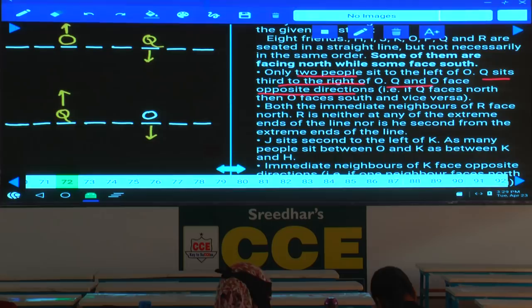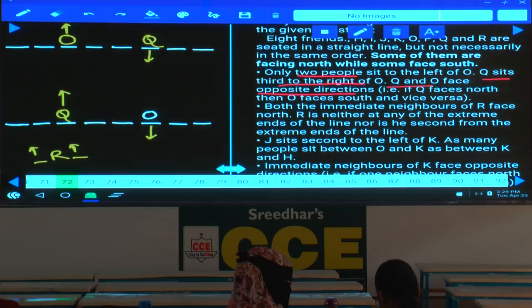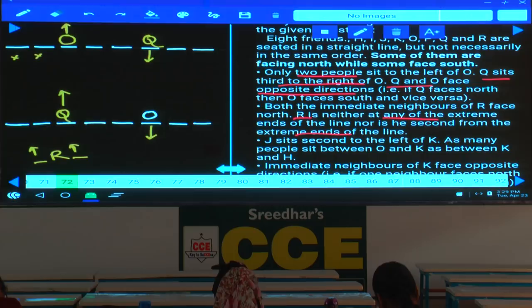And next one, both the immediate neighbors of R face north. Immediate neighbors of R are facing north. Whoever the persons come at these two places, those two persons must be towards north only. And at the same time, R is neither at any extreme end of the line. That means R cannot be here, cannot be here.